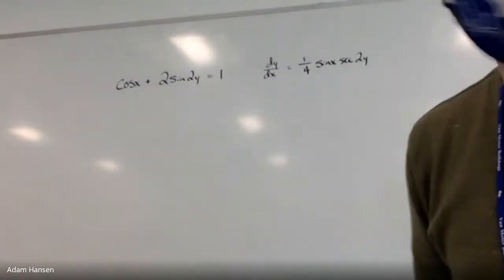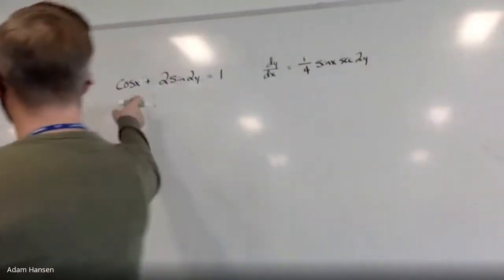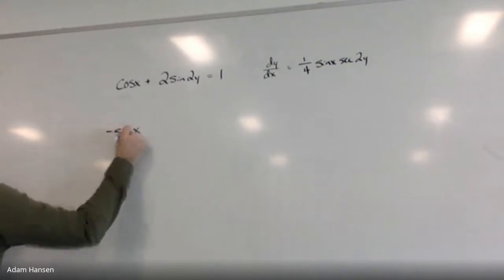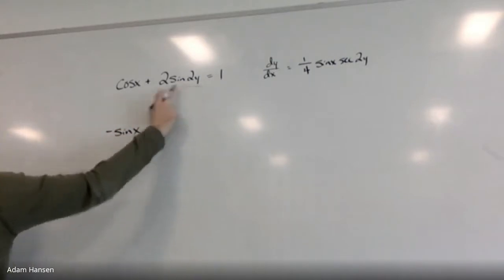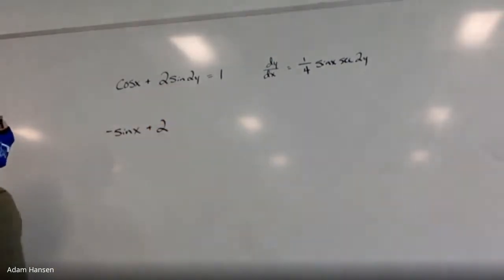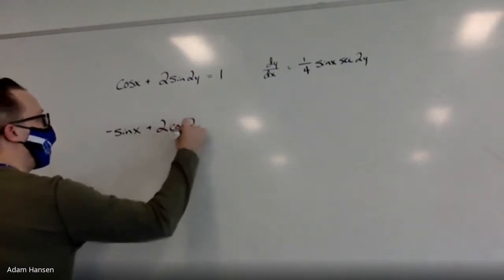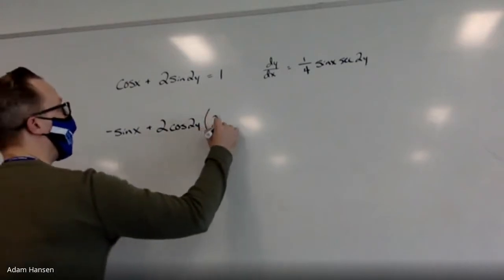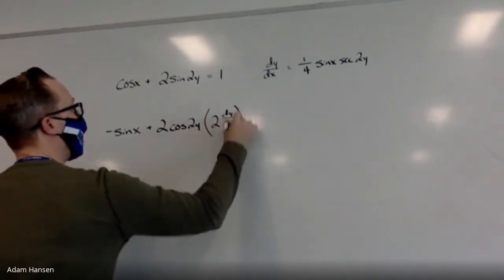All right, we're running a little low on time, so I'm just going to finish this up. What's the derivative of cosine x with respect to x? The next term is a little bit more complicated. The derivative of 2 times sine 2y. So I'll leave the 2. Now I need to multiply that times the derivative of sine 2y. What's the derivative of sine? Cosine. So it's going to be cosine 2y times the derivative of 2y, the inner function according to chain rule. So what's the derivative of 2y? The derivative of 1 is equal to 0.